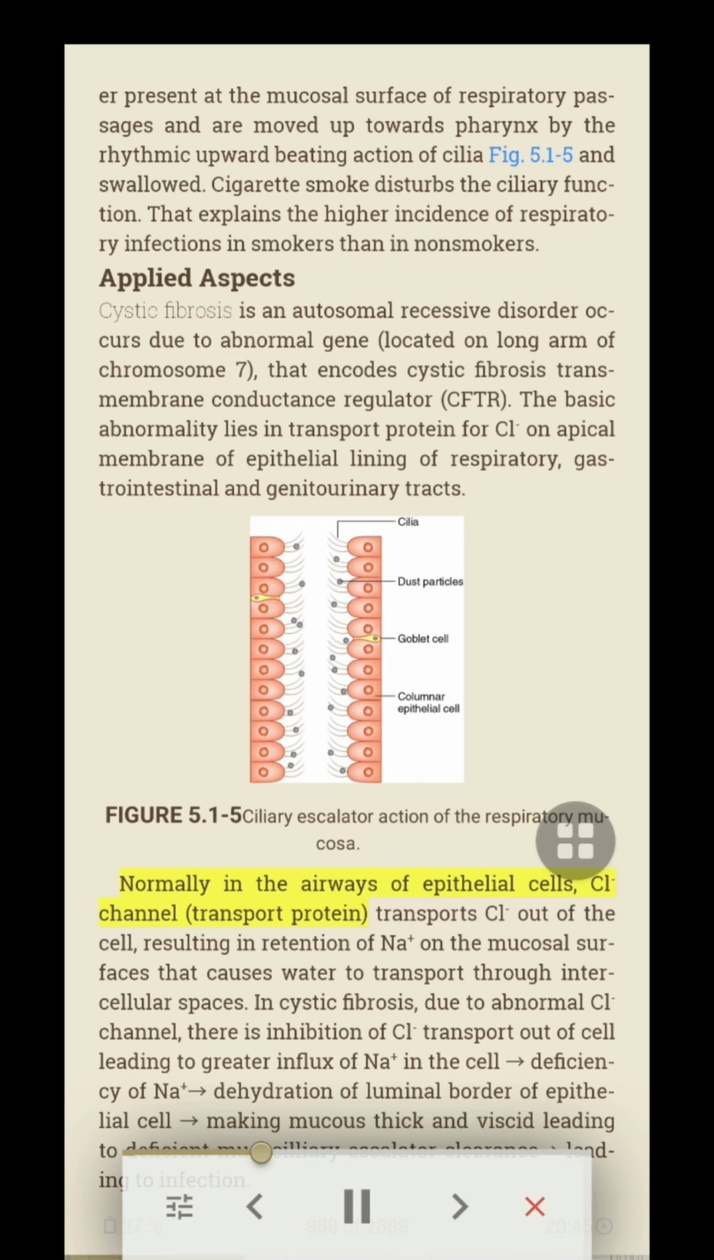Normally in the airways of epithelial cells, the Cl- channel transport protein transports Cl- out of the cell, resulting in retention of Na+ on the mucosal surfaces that causes water to transport through intercellular spaces. In cystic fibrosis, due to abnormal Cl- channel, there is inhibition of Cl- transport out of the cell, leading to greater influx of Na+ in the cell, deficiency of Na+, dehydration of the luminal border of the epithelial cell, making mucus thick and viscid, leading to deficient mucociliary escalator clearance, leading to infection.